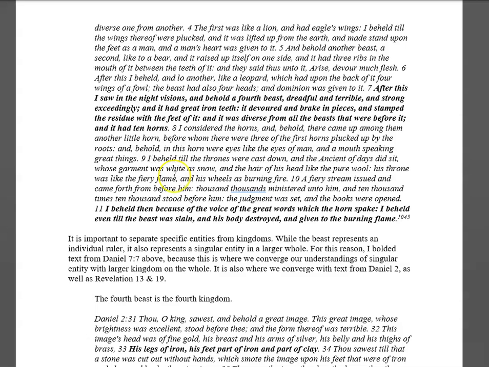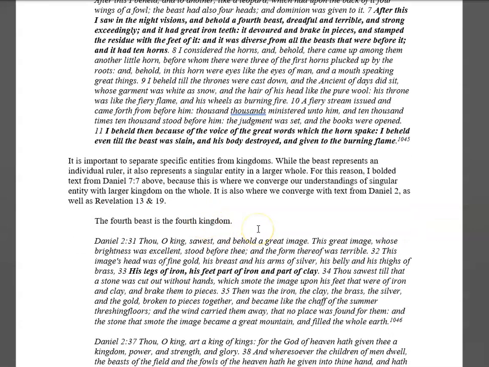I beheld till the thrones were cast down, and the Ancient of Days did sit, whose garment was white as snow, and the hair of his head like the pure wool. His throne was like the fiery flame, his wheels as burning fire. A fiery stream issued and came forth from before him. Thousands ministered unto him, and 10,000 times 10,000 stood before him. The judgment was set, and the books were opened. And I beheld then, because of the voice of the great words which the horn spake. Right up here, the abomination of desolation. I beheld even till the beast was slain, his body destroyed and given to the burning flame. That's described in Revelation 19.